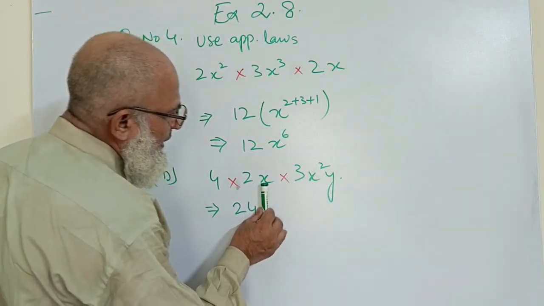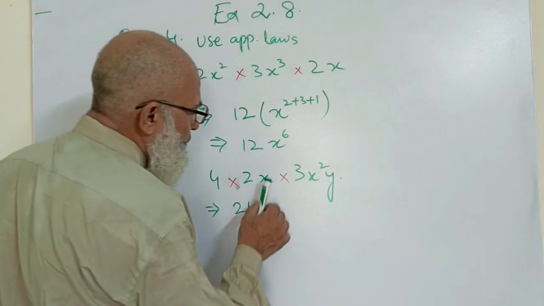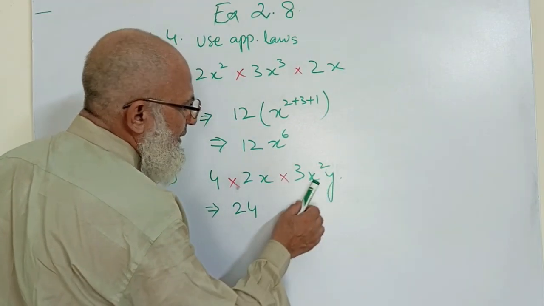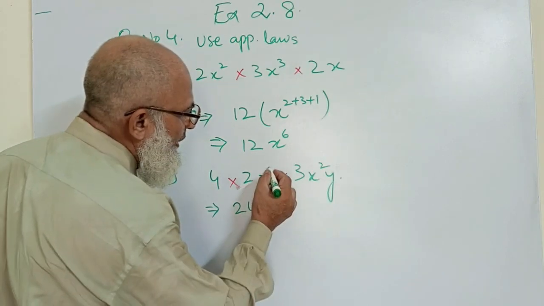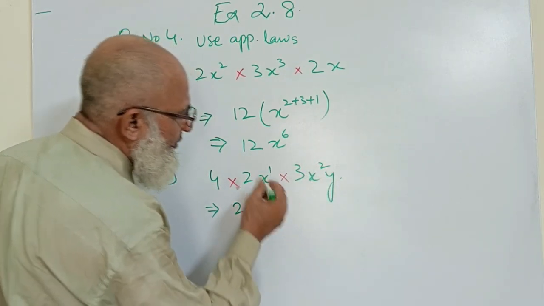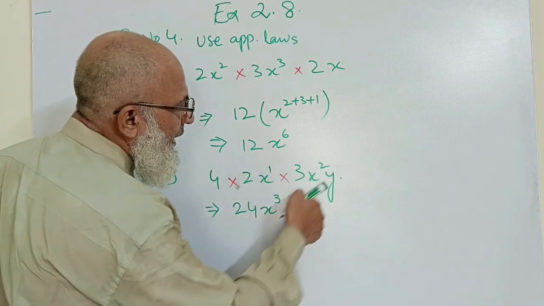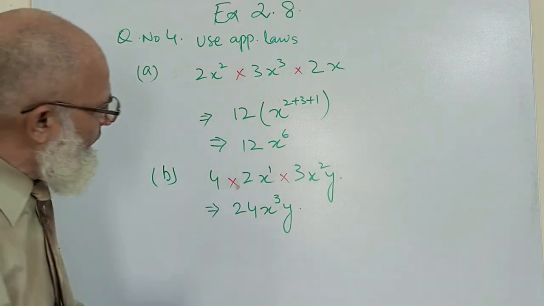Now you see that here we have x, over here we have x. So for this x and this x, the bases are same, so the powers will be added. Here the power is 1, here the power is 2, 1 plus 2 is 3, and the y will be written as it is because it is all alone.